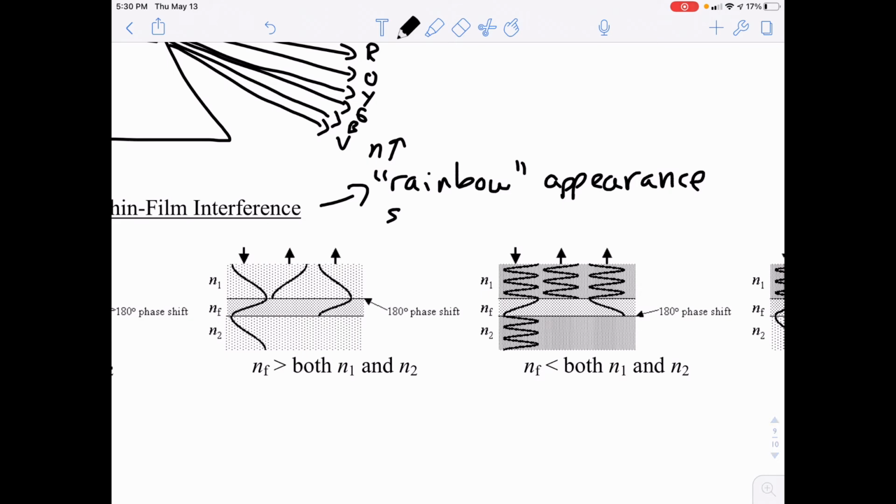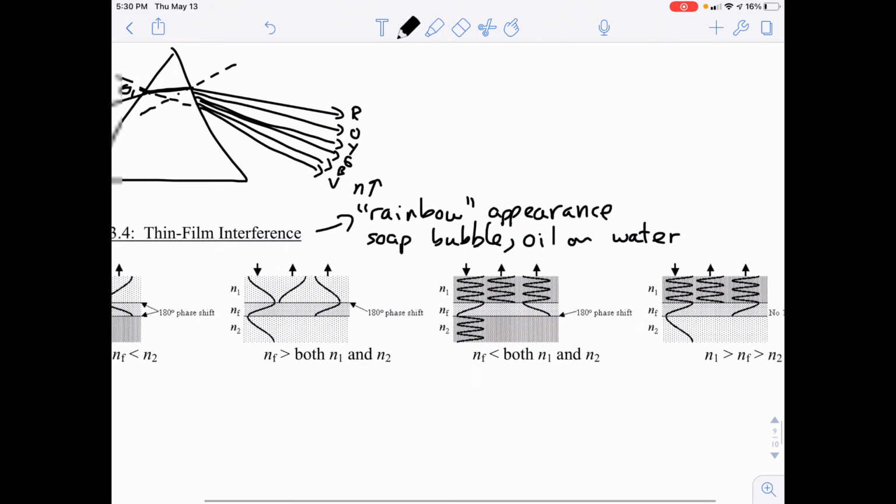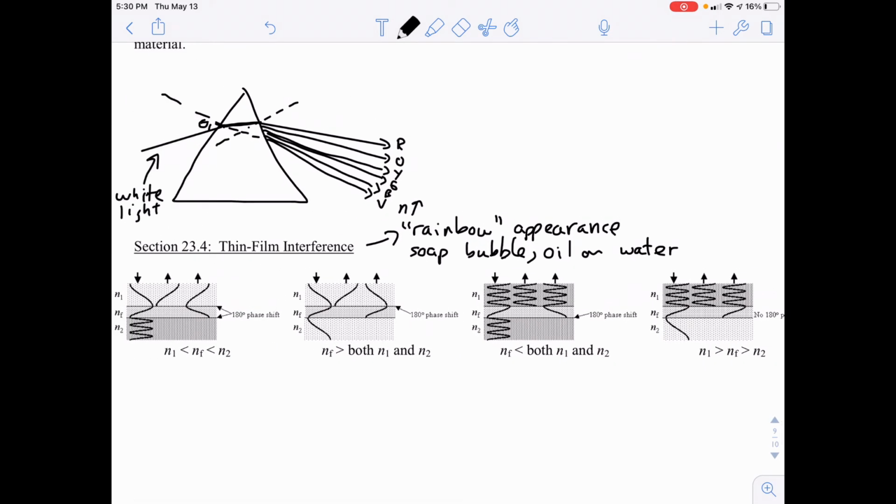You might see it on a soap bubble. You might see it on oil on top of water. If you've ever looked on a rainy day and seen a puddle of water near the side of the street where cars parked, where the oil has collected, you see this iridescent glow of many different colors that sort of blur together.